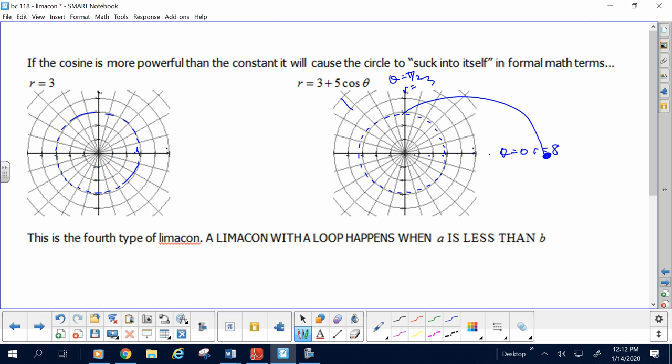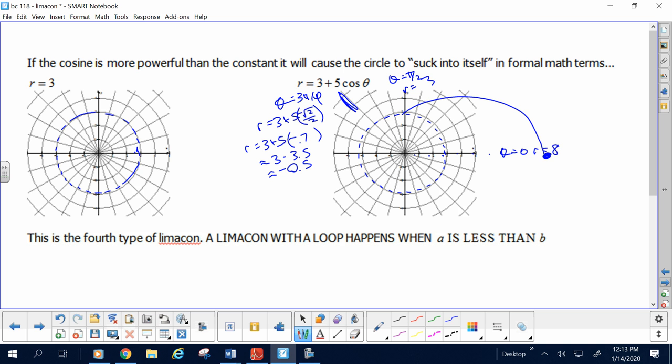Now, let's again consider 3 pi over 4. At theta equals 3 pi over 4, r is 3 plus 5 times negative root 2 over 2. And root 2 is about 1.4, divided by 2 is 0.7. What is 5 times 0.7? 3 minus 3.5-ish, so it's about negative 0.5.